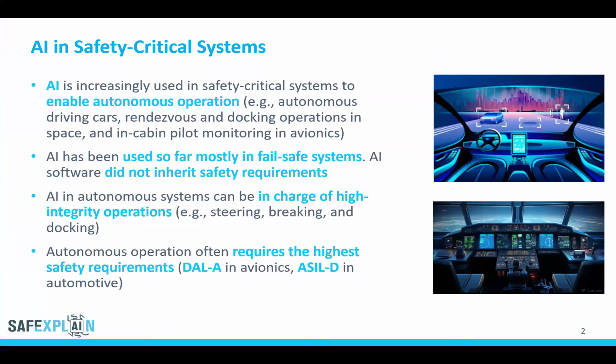Artificial intelligence is increasingly used in safety-critical systems to enable autonomous operation, for example in autonomous driving cars, in rendezvous and docking operations in space, or in pilot monitoring in avionics. However, AI has been used so far mostly in fail-safe systems where the AI software did not inherit the safety requirements. But the AI in autonomous systems can be in charge of very high integrity operations like braking, steering, and docking. For this reason, these systems often require the highest safety requirements, for example DAL A in avionics or ASIL-D in automotive.